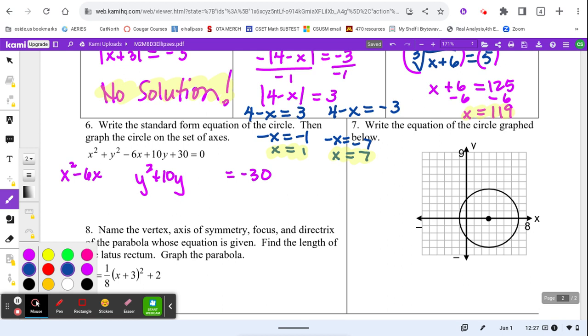We go off to the side and do our B work. What's half of 6? 3. What's 3 squared? 9. Whatever I add to one side, I add to the other. What's half of 10? 5. What's 5 squared? 25. Whatever I add to one side, I add to the other.